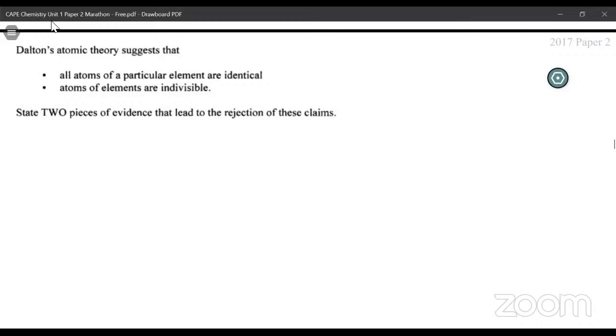It wants you to state 2 pieces of evidence that lead to the rejection of these claims. So we know that Dalton was a big man in the whole atomic theory thing. He came up with it in 1803, I think. You can check my date, it's probably wrong, but I say that confidently, it's 1803. So he came up with his 4 to 5 postulates, and most of them were negated. We find out later that, hey, you said this was it, but that wasn't it. So now we have to be examining what went wrong with what he said.